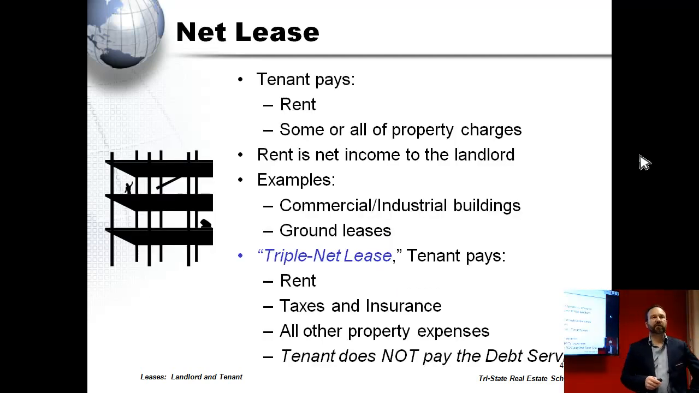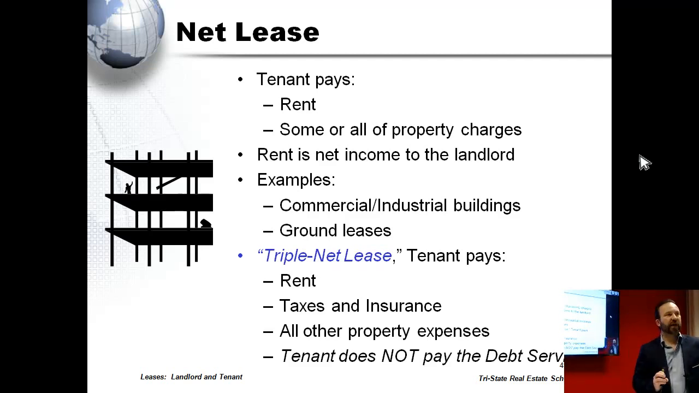Questions about this? Net lease is where the tenant pays the rent and some or all of the property charges. This is really a good example of retail, or it may even be an office. Whereas the rent income is a net income to the landlord. And with ground leases and commercial retail, a triple net lease would be where the tenant pays the rent, taxes, insurance, and all property expenses.